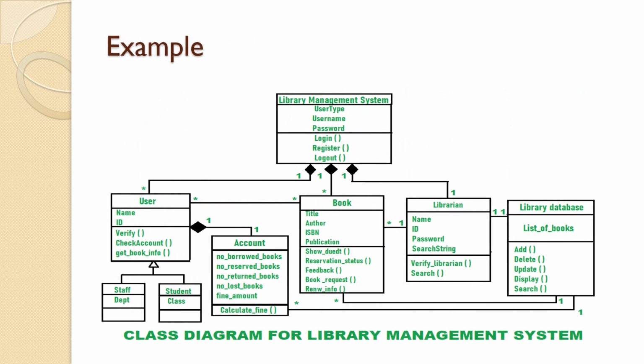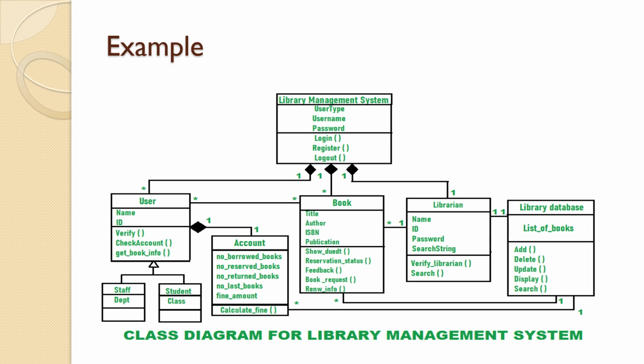This is an example for a library management system. Here you have the library management system. It mentions the user type, username, password, and then login, register, and logout. The user maintains name, ID, verify, check account, and book information. The user may be staff or students. The account may be used by the users, with aggregations in the class.